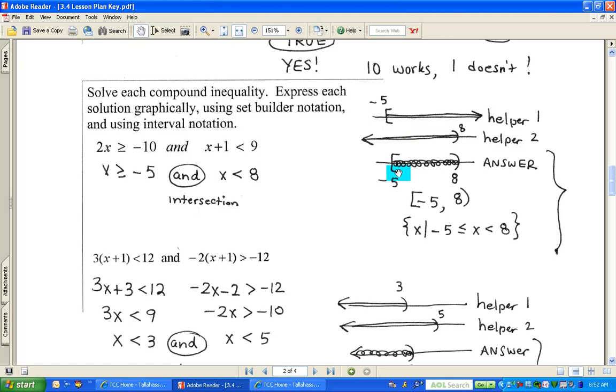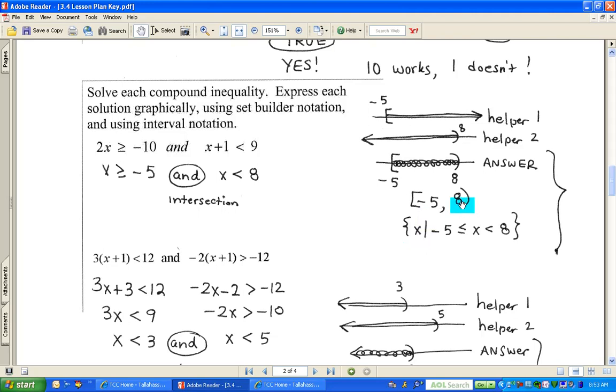So, I put a bracket on the -5. I put a paren on the 8 because 8 is not included in our answer, and I shade in everything in between. That is my answer done as a graph. Now I turn the graph into interval notation by writing bracket -5, comma 8. Always read from left to right. And the final notation we were asked to use was set builder notation. And of course you always start off by writing the set, those little squiggly things, the set of all x's. The line is called such that.